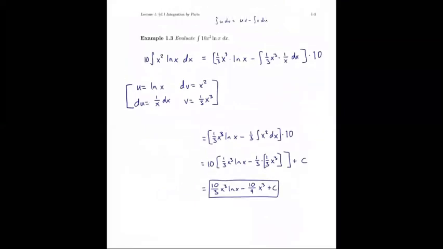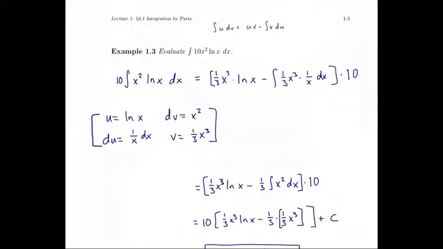We've got the integral of 10x squared natural log of x dx. So first thing I'll do is factor the 10 out of that integrand just to clean things up a bit. 10 sits out front times the integral of x squared natural log of x. We saw last time it made sense to let u be equal to natural log of x.